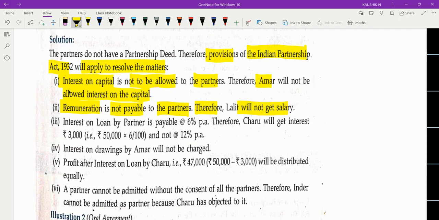You have to ensure whether it will be allowed or not allowed, whether it will be charged or it won't be charged. The reason why is according to the Indian Partnership Act 1932. Only two answers you will give: if you are going to allow, yes; if not, no. Okay, if it is allowed, you will say interest on capital is allowed, or interest on drawings is allowed.